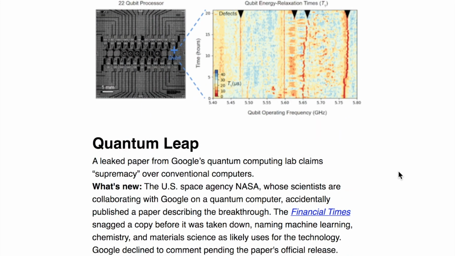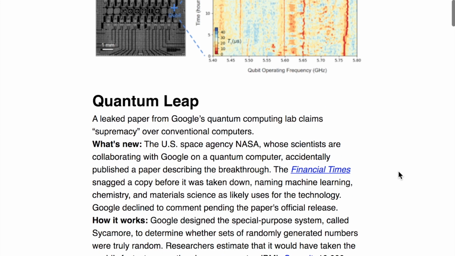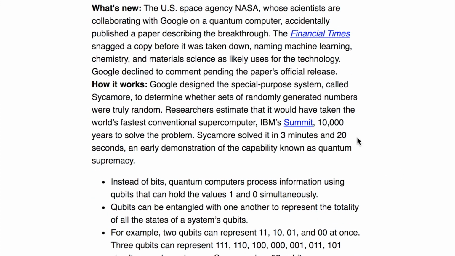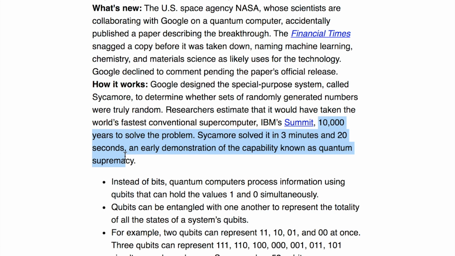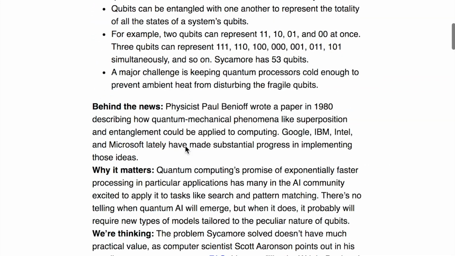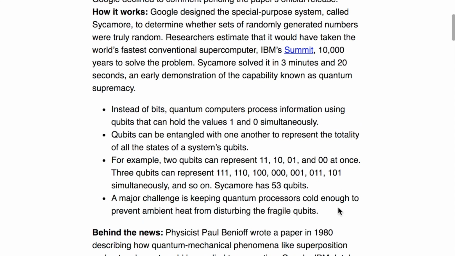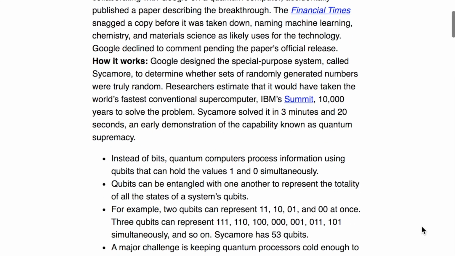The Batch describes a leaked research paper from Google claiming quantum supremacy. In this case, they are able to solve a problem which is supposed to take 10,000 years with conventional computers, but this quantum computer is able to do it in 3 minutes and 20 seconds. So in the world of AI, if these kinds of quantum computers are successful, it would dramatically speed up the computation and totally change the field altogether. It's an interesting kind of idea. It's not something I'm too knowledgeable about, but quantum computers definitely seem like a very interesting emerging technology.